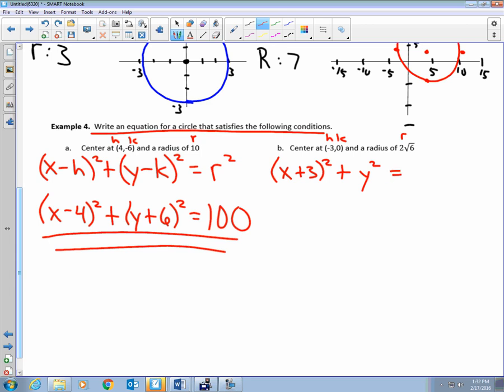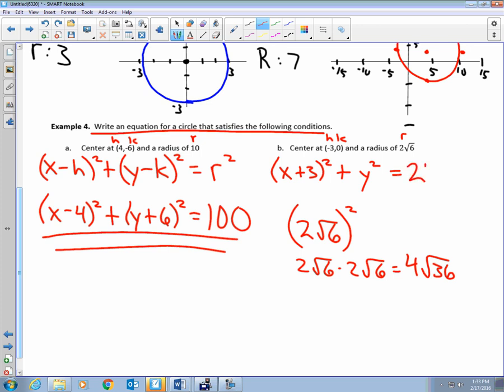Now this is where it gets a little complicated. So we're going to take 2 roots of 6, and we have to square that, right? What does it mean to square something? Multiply by itself. So 2 roots of 6 times 2 roots of 6. 4 times the square root of 36. What's the square root of 36? 6. So 4 times 6 is 24. So this is your equation for your circle that has that center and that radius.